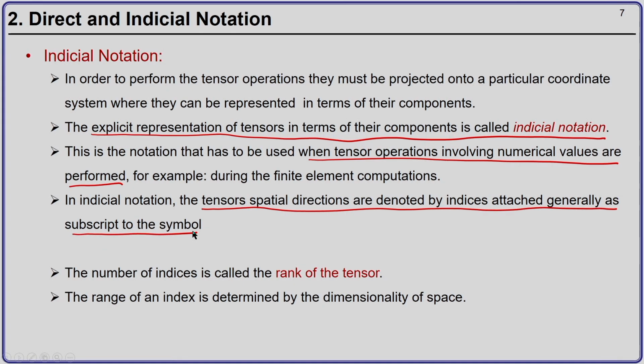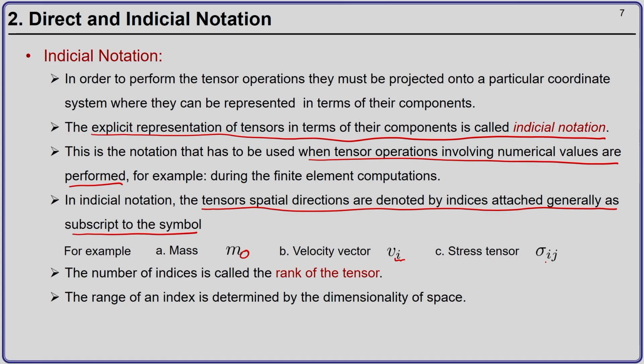Okay. So, in indicial notation, the tensor's spatial directions are denoted by indices which are generally attached as subscripts to the symbol. For example, mass is a scalar quantity, so there is no index subscript associated with it. For a velocity vector, there is one index subscript when we write it in indicial notation.